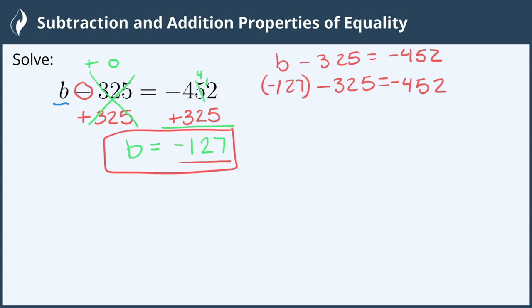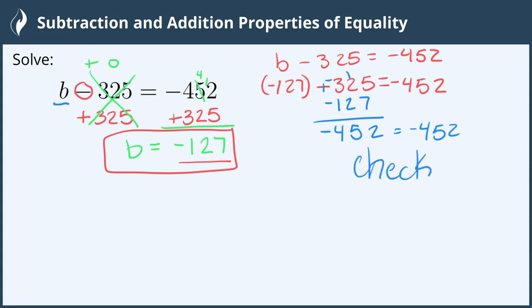negative 452. Here we have a negative 127 minus 325. Because the signs are the same, we can add the opposite and see that the signs are the same, and we can add those and keep the same sign, which is negative 127. Since the signs are the same, we'll add 5 plus 7 is 12. 2 plus 2 is 4, plus 1 more is 5. 3 plus 1 is 4, and they're both negative, and we get negative 452, which does in fact equal negative 452. So this does check out that our answer is b equals negative 127, and we're all done.